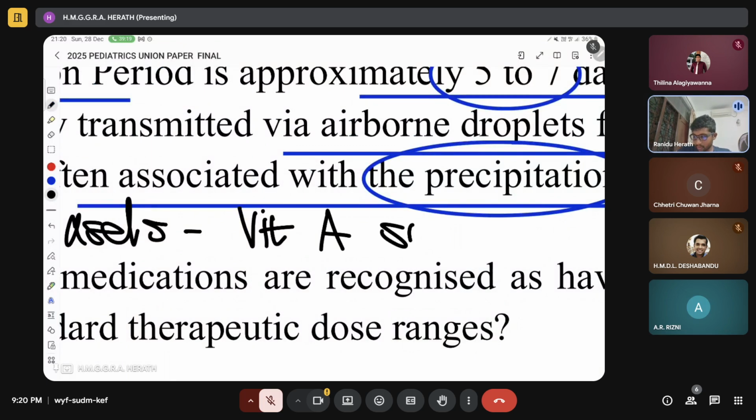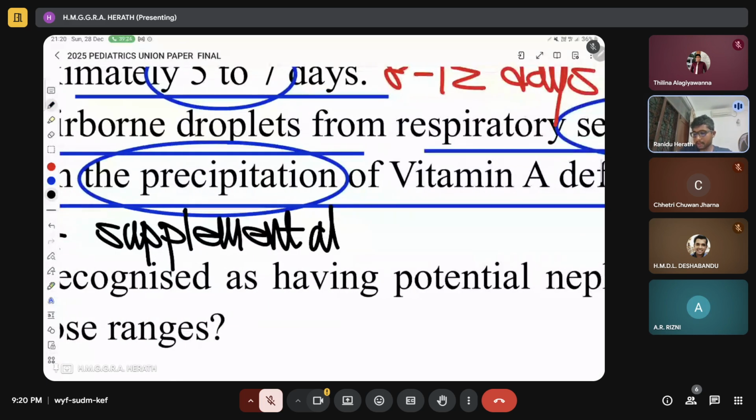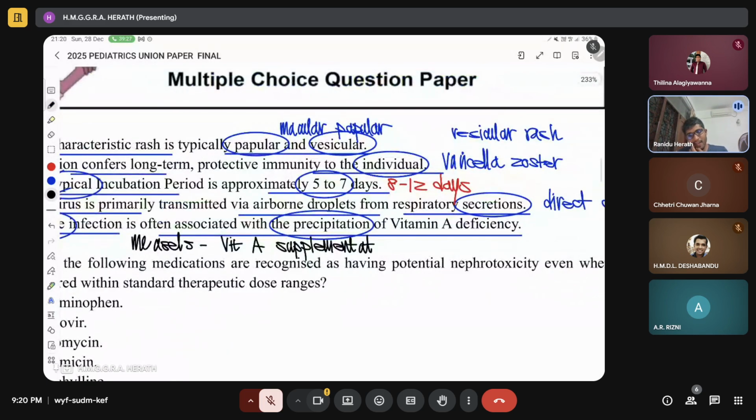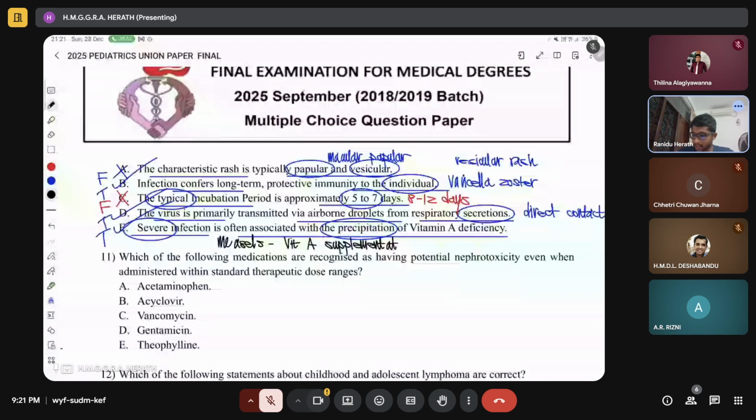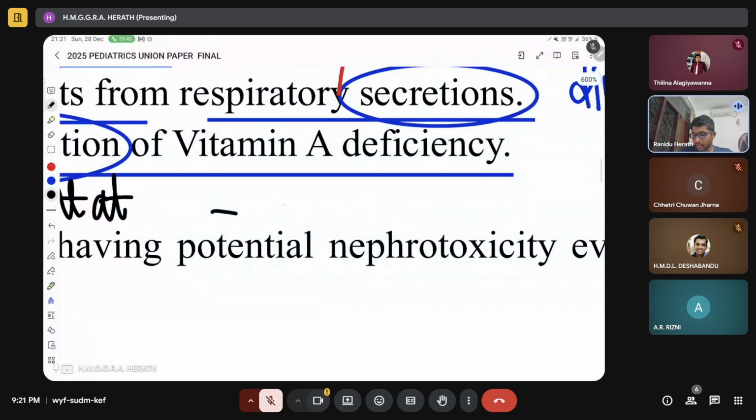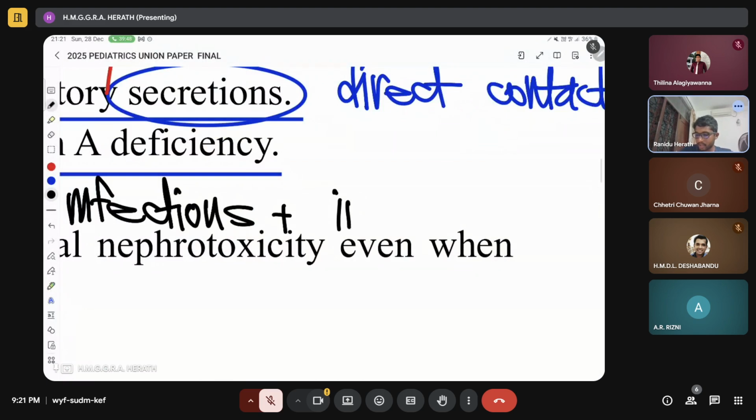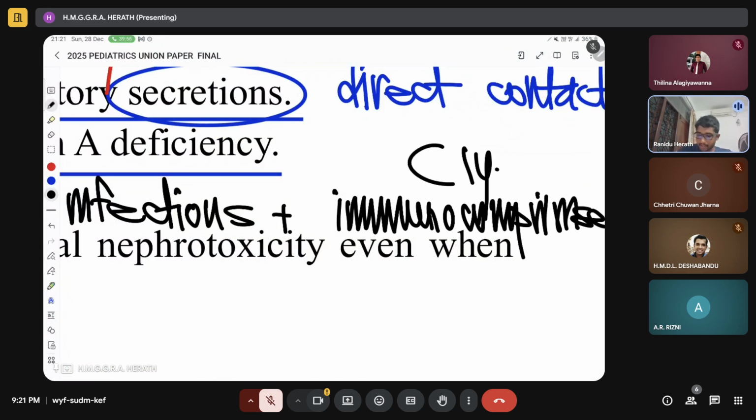The reason is these children are usually deficient in vitamin A after measles because measles destroys the epithelial lining and disrupts epithelial reproliferation, right? So unless you give vitamin A supplementation, there won't be reepithelialization. And these children are also at very high risk for getting infections because of the immunocompromised state, right? Because after measles, they get a state of immunocompromise which lasts for like one year. So this is a common incident with measles.